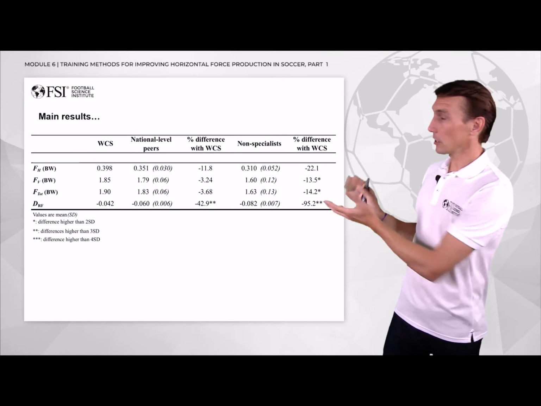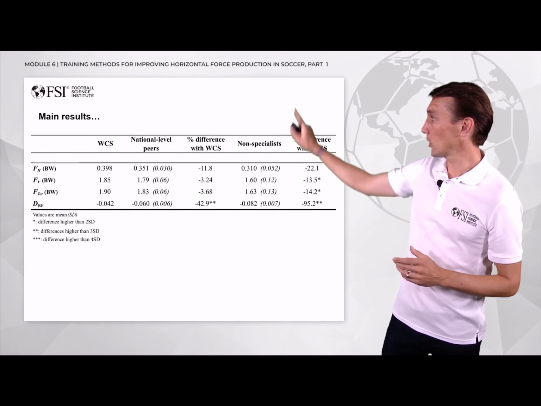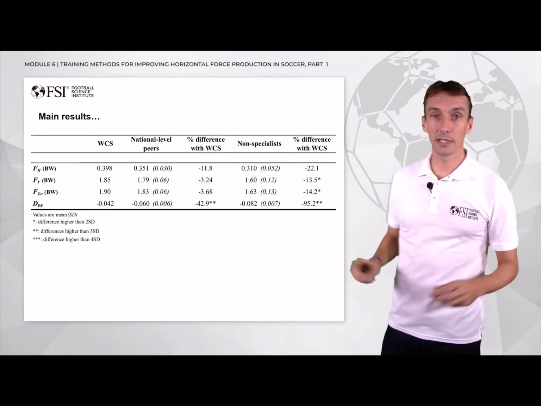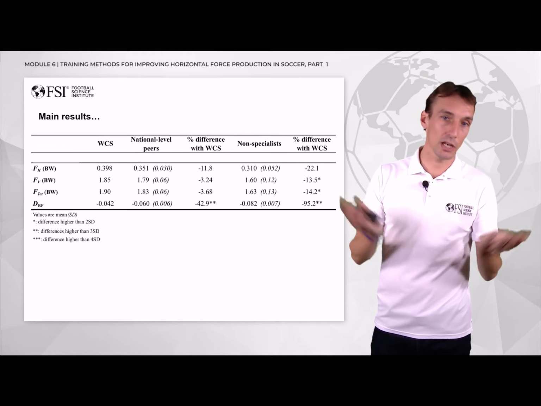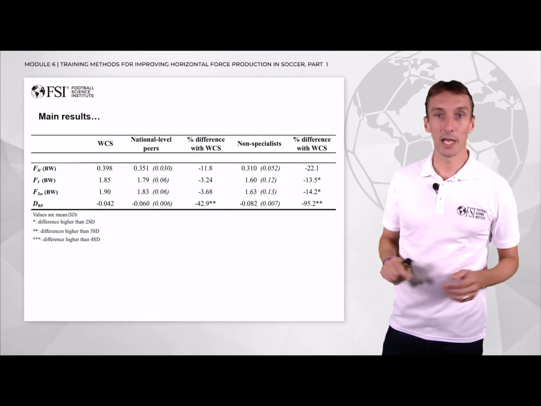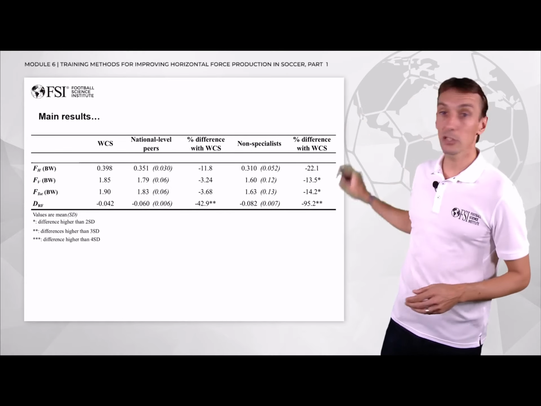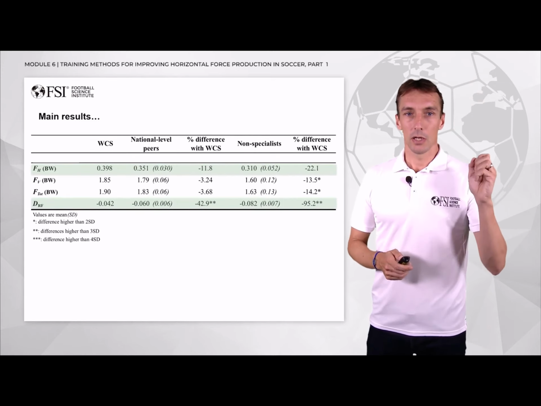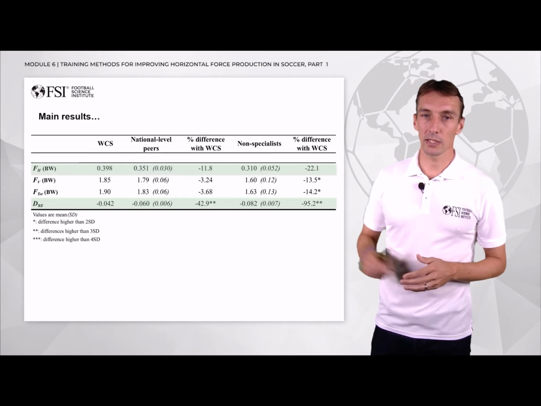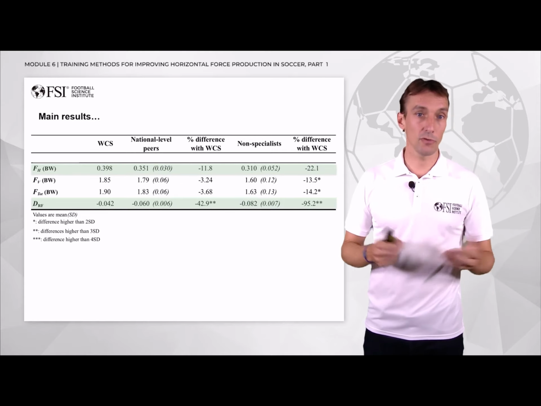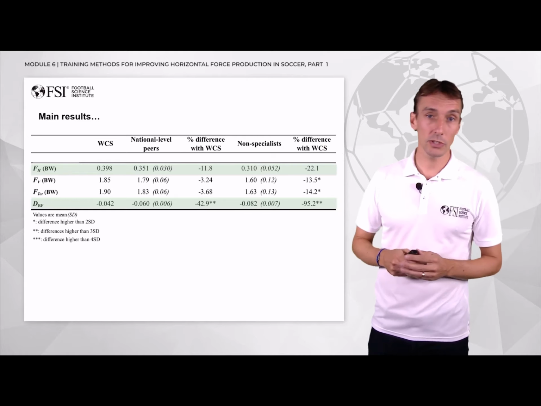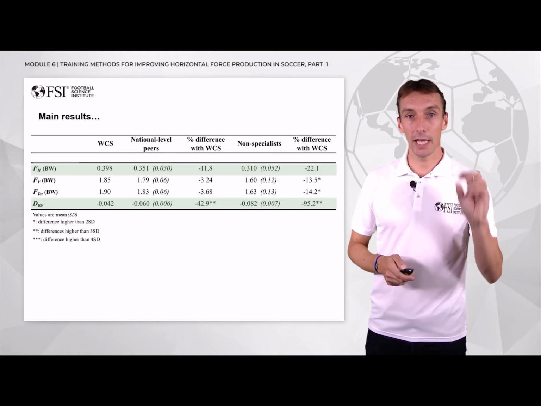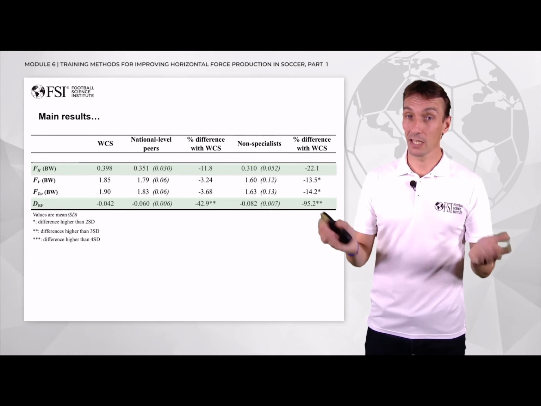So in this table, it's very easy to understand. The first column is the world-class sprinters data. The second column is the good sprinters, so national level, and the percent of difference. And the last column is the non-specialists. Focus on these first two lines. The horizontal force output was higher in Christophe Lemaitre than in the good sprinters, and much higher than in the non-specialists. And the DRF index was the best in Christophe Lemaitre.